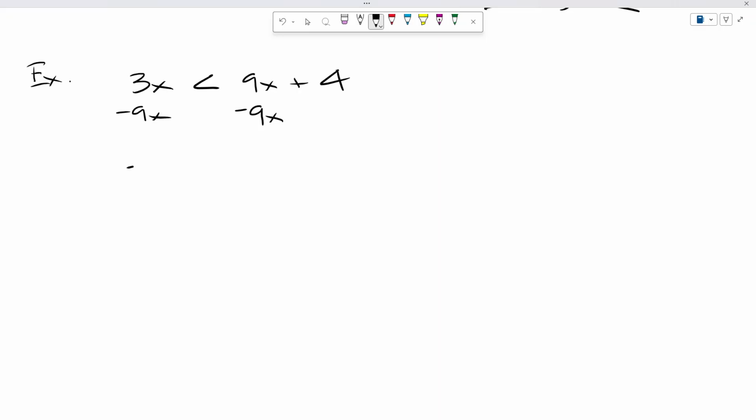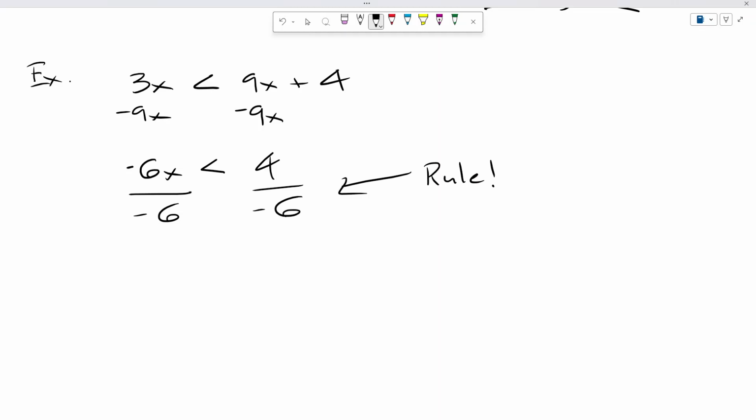So 3 minus 9, so we'll be at negative 6x less than 4. And then we can divide by the negative 6 to get x by itself. And like we just talked about here, this is where we would remember the rule we just talked about. So we divided by negative 6. So now we just have x left over. But since we did that, now we have to reverse the sign.